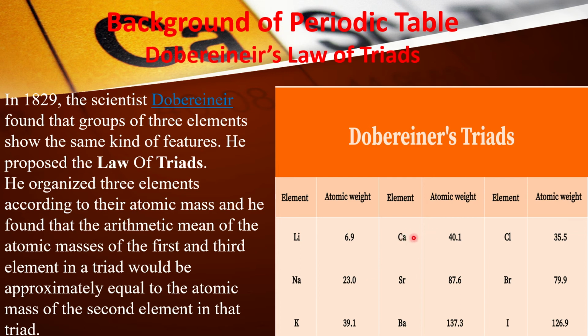Again, he arranged calcium, strontium and barium, these three elements, and their atomic masses are 40.1, 87.6 and 137.3. Here also, the mean of the mass of these two is approximately equal to the mass of strontium, 87.6. Again, he arranged chlorine, bromine, and iodine. Here also, the mean of the atomic mass of the first and third element is approximately equal to the mass of bromine. It is called Dobereiner's triads law.